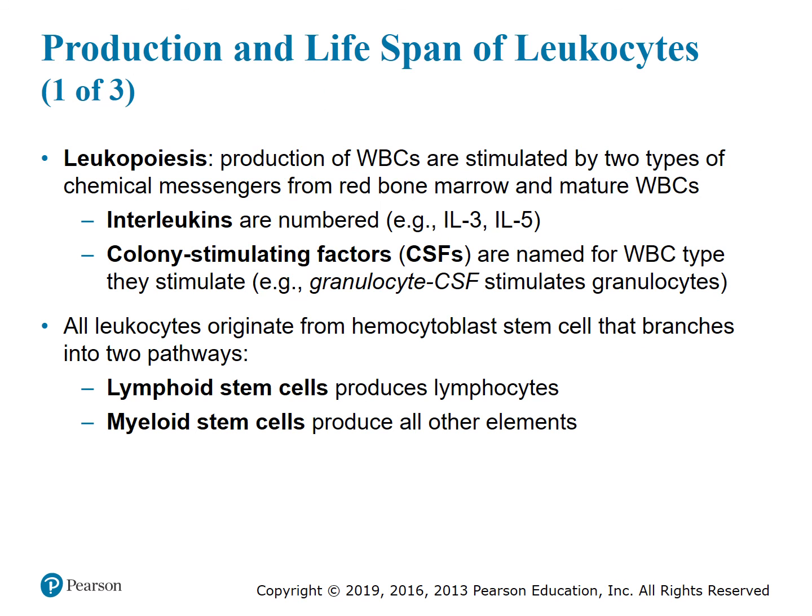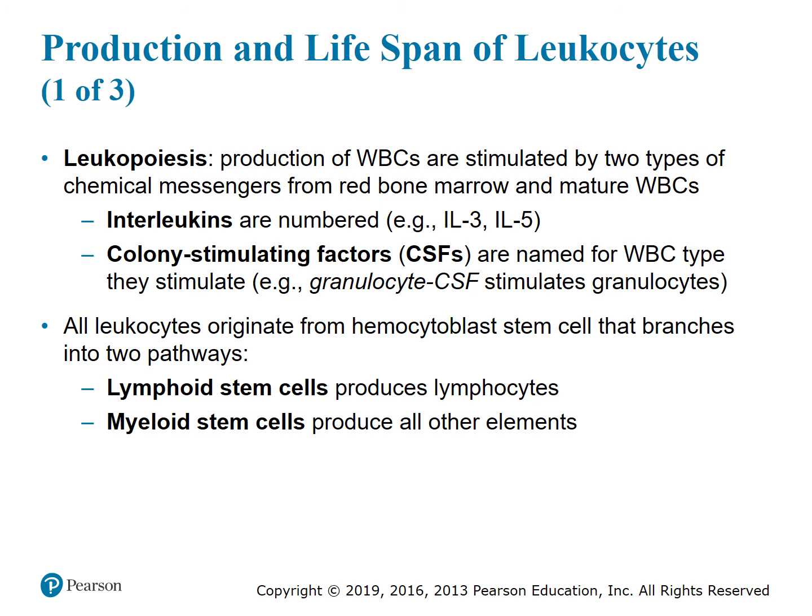And lifespan of leukocytes. Leukopoiesis, or production of white blood cells, is stimulated by 2 types of chemical messengers from red bone marrow in mature white blood cells: interleukins, numbered IL-3, IL-5, and colony-stimulating factors, or CSFs. These are named for the white blood cell type they stimulate, like granulocyte CSF stimulates granulocytes.